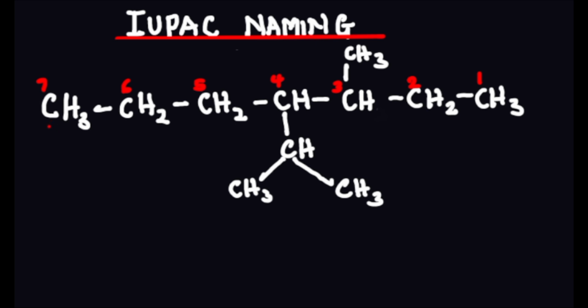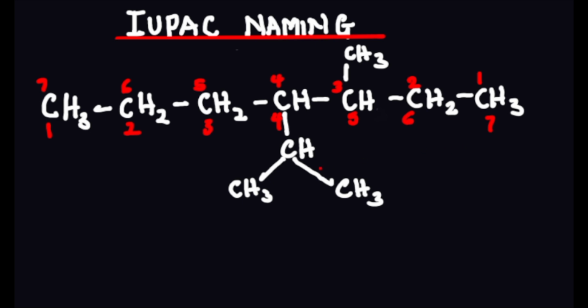Then let's go ahead and number this one backward. 1, 2, 3, 4, 5, 6, 7. And again, what is the importance of numbering forward and backward? The importance is just to check for the lowest possible number for either a double bond, triple bond, or a substituent. That's basically the essence of numbering forward and backward. Do you get it now?